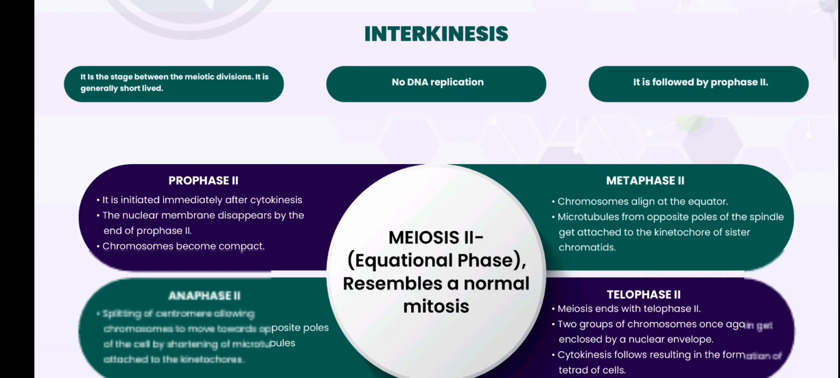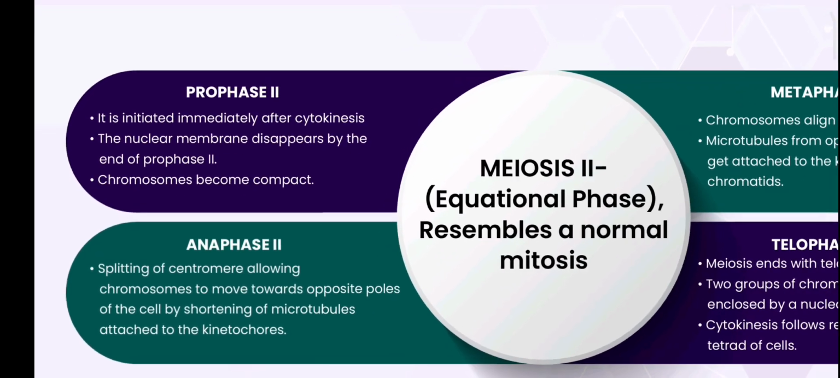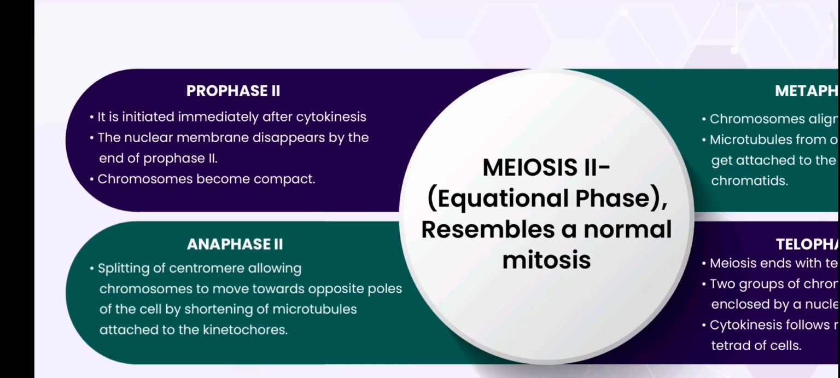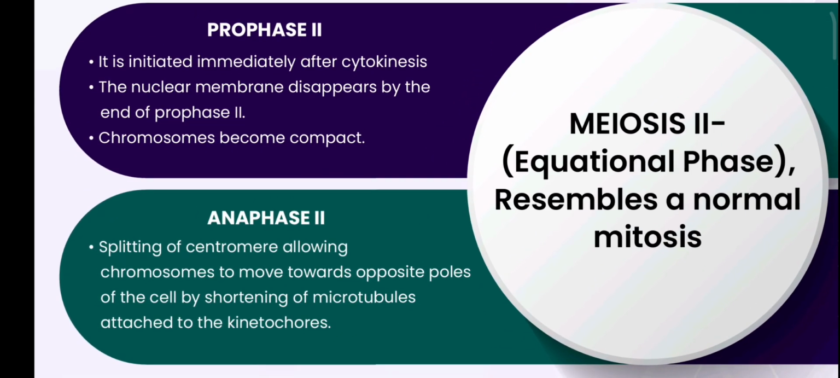Interkinesis. It is a stage between the two meiotic divisions and is generally short-lived. No DNA replication occurs. It is followed by prophase 2. Meiosis 2, the equational phase, resembles a normal mitosis. Prophase 2 is initiated immediately after cytokinesis. The nuclear membrane disappears at the end of prophase 2. Chromosomes become compact.